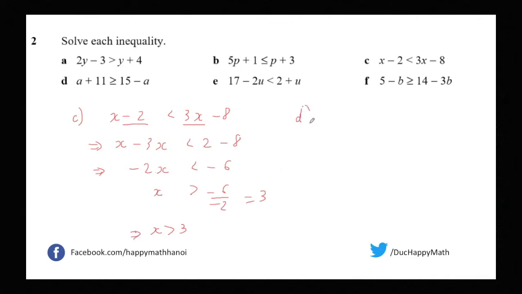Question D. 8 plus 11 greater than or equal to 15 minus 8. Okay, move a from the right hand side to the left hand side, means plus 8 greater than 15 minus 11. So 2a will be greater than 4, and a will be greater than or equal to 2. Divide both sides by 2. Okay, question D.